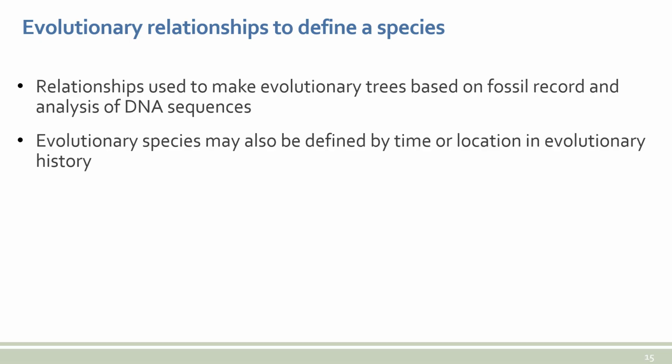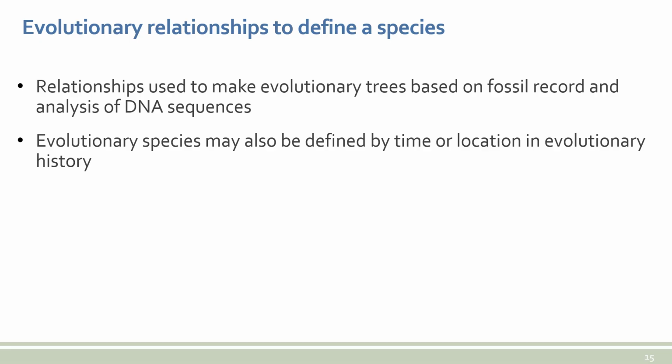The evolutionary species concept is generally based on information from the fossil record. It can also be based on DNA sequences. No matter which one you're using, fossil record or DNA sequences or RNA sequences, you're looking for similarities in evolutionary relationships. So the more closely related two organisms are, the more similar their characteristics are going to be, whether those are physical characteristics or DNA characteristics.